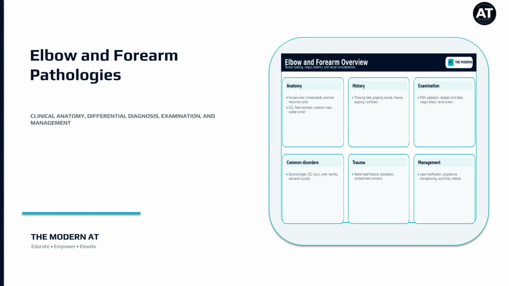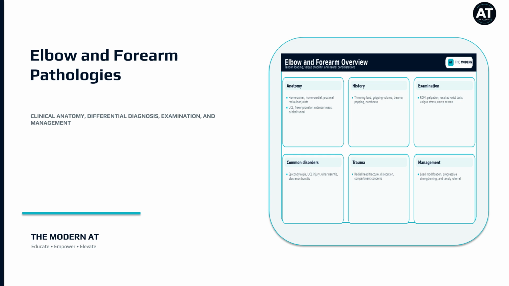Welcome to this lecture on elbow and forearm pathologies. The elbow may seem like a small region, but it plays a major role in force transfer between the shoulder, trunk, wrist, hand, and sport implement. Throwing, gripping, lifting, blocking, and falling on an outstretched hand can all stress different tissues.